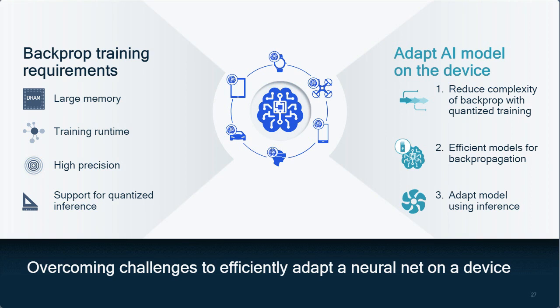So some of the solutions we'll talk about today: we can reduce the complexity of backpropagation with quantization in the training. We can also look to have efficient models for backpropagation, something that can help reduce the activation memory requirement, for instance. And then we'll mention that you can also change the paradigm of how you adapt the model and use more inference-type methods to adapt the model. We won't really talk about that in detail, but it's important to acknowledge that this is another important way to overcome the challenges of efficiently adapting the neural network on device.